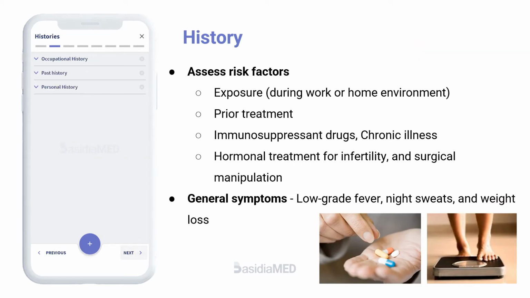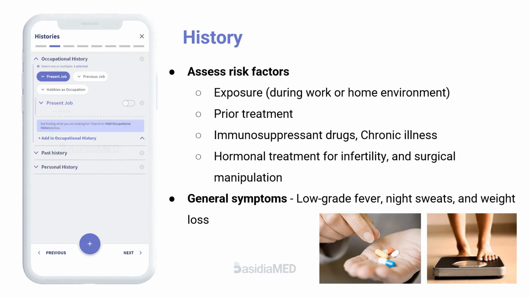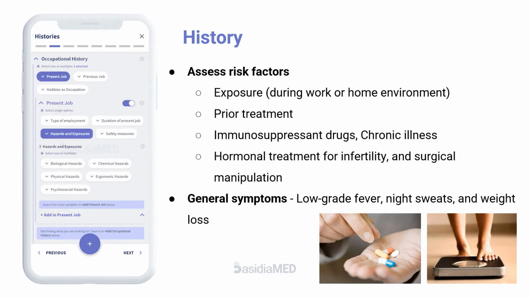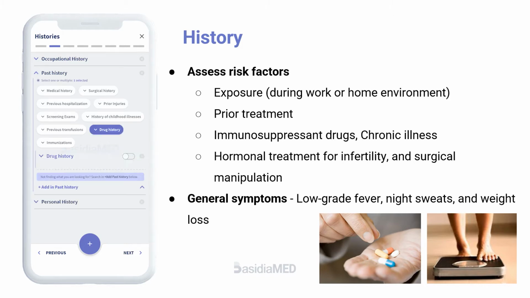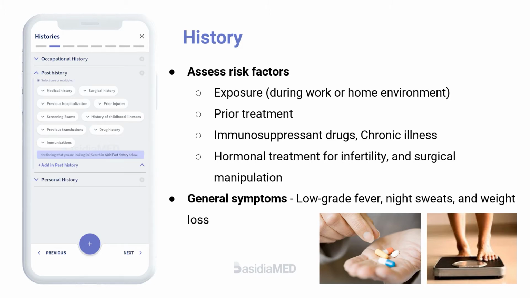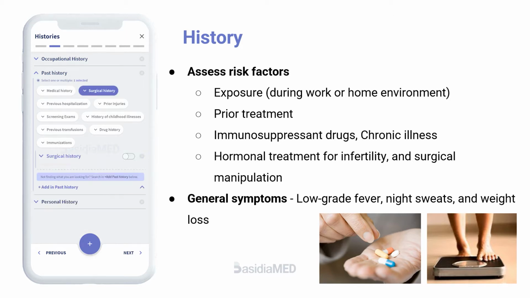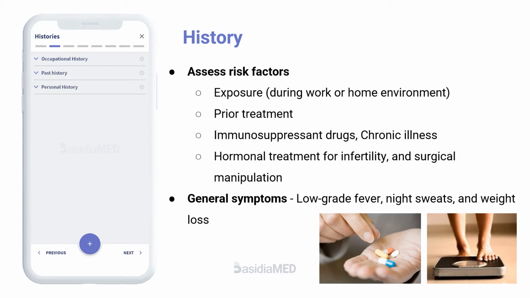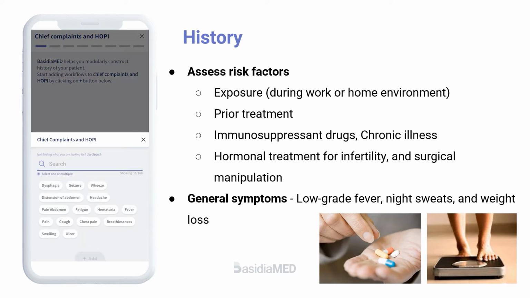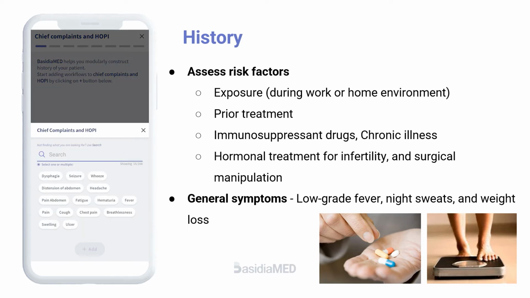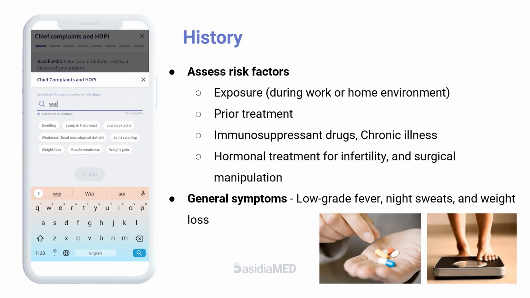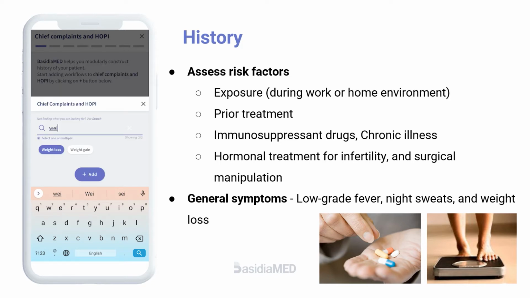History. A detailed history is vital to assess risk factors, for example, exposure during work or home environment, prior treatment, intake of immunosuppressant drugs, any chronic illness, hormonal treatment for infertility, and surgical manipulation. The patient may complain of general symptoms, such as low-grade fever, night sweats, and weight loss. Specific symptoms depend on the organ involved.